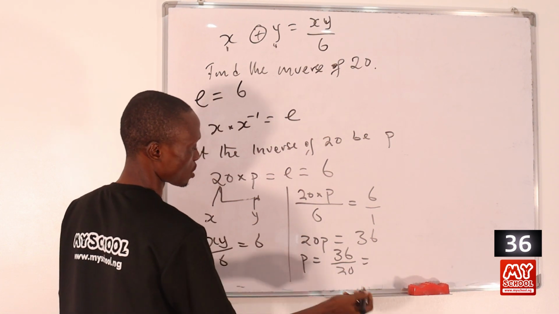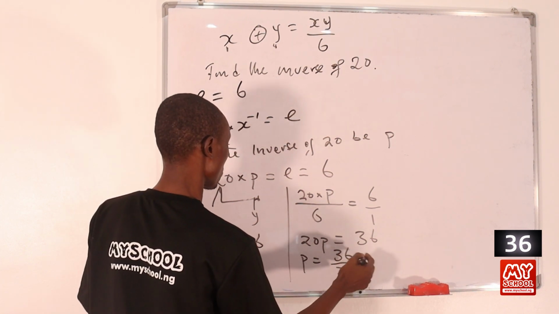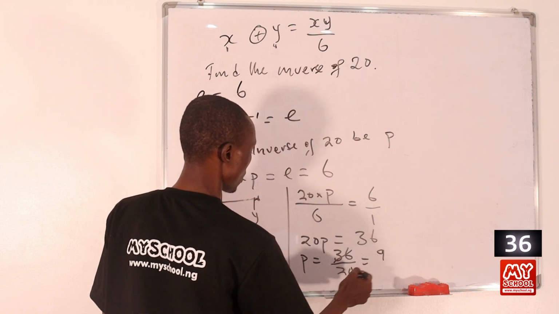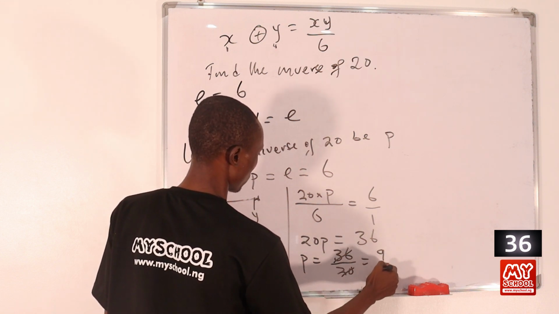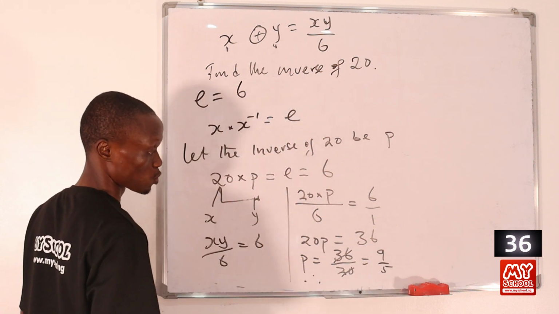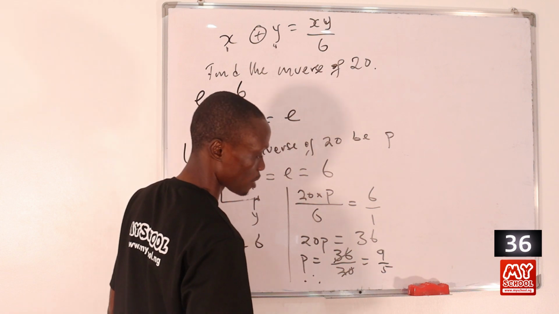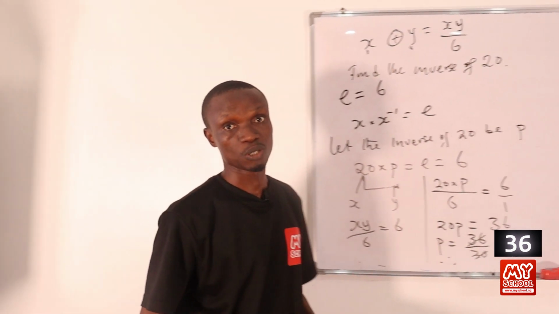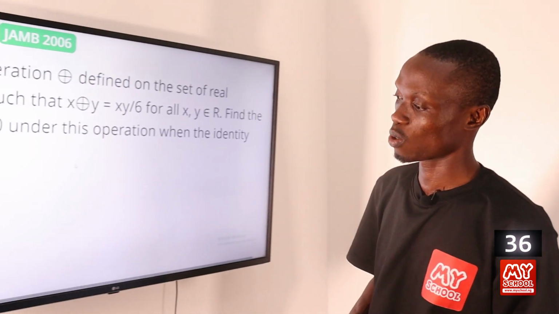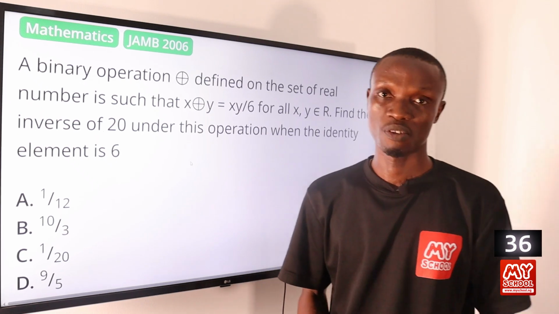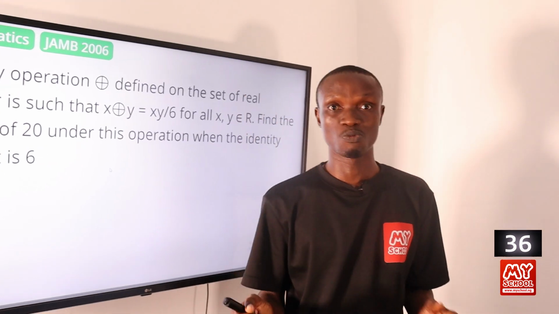So we reduce this. Let's start by 4. 4 here is going to give us 9, and 4 here is going to give us 5. Therefore, we can conclude that the inverse of 20 is equal to 9 over 5. So let's return to the screen to pick the correct answer to this question, and that is option D, 9 over 5.